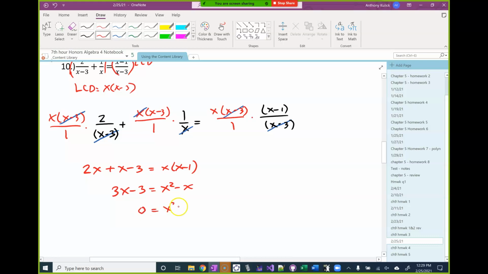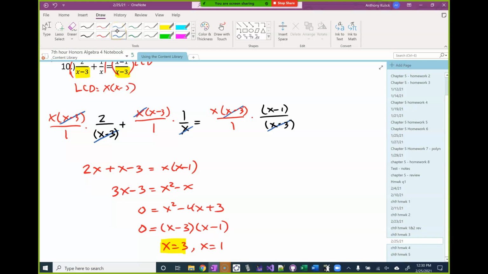The 2 things that multiply to give me positive 3 and add to give me negative 4 are negative 3 and negative 1. So my solutions are 3 and 1. However, when I go back and try to check that, I notice that if I plug 3 into either of those 2 denominators, they give me a 0 denominator. So I'm going to discard that solution. Though with the 1, any denominator I plug that into, we're good. Okie dokies? Yeah. Cool.